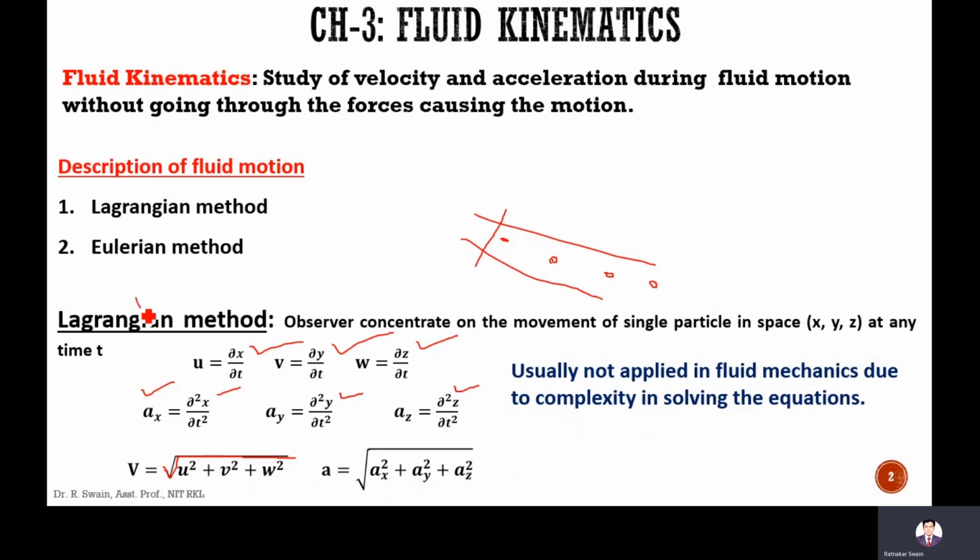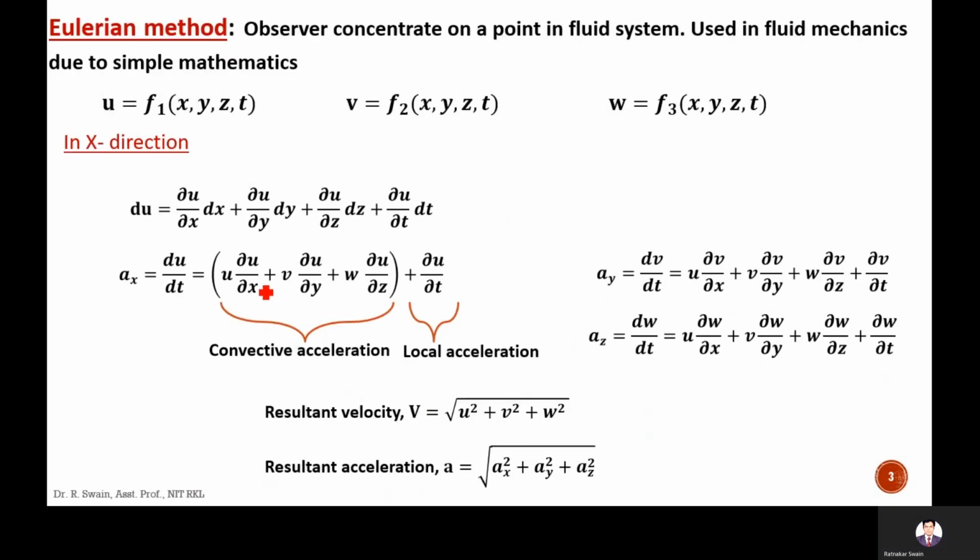Usually this method is very complex in solving the equations. That's why it is rarely used in fluid mechanics. However, the Eulerian method is simple, using simple mathematics, and here the observer concentrates on a point in the fluid system. Here this is the system where fluid moves. The observer concentrates on a single, particular point, and how the motion of fluid occurs at this location only.